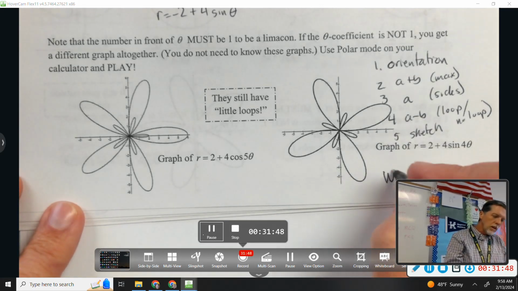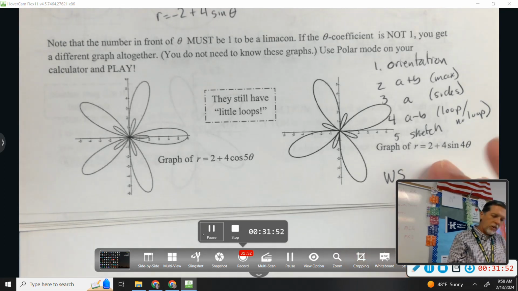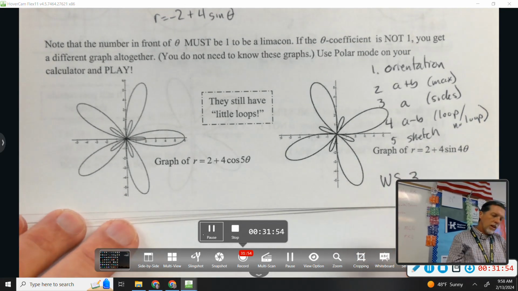All right, today's assignment is the next worksheet, which is worksheet number 3, cardioids and limacons.